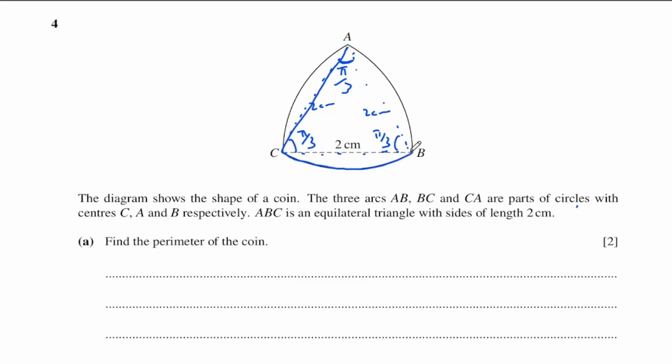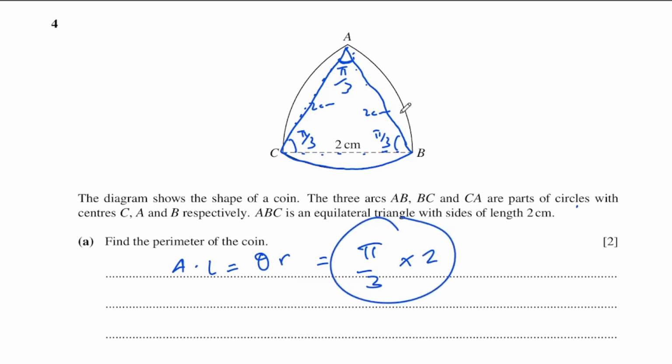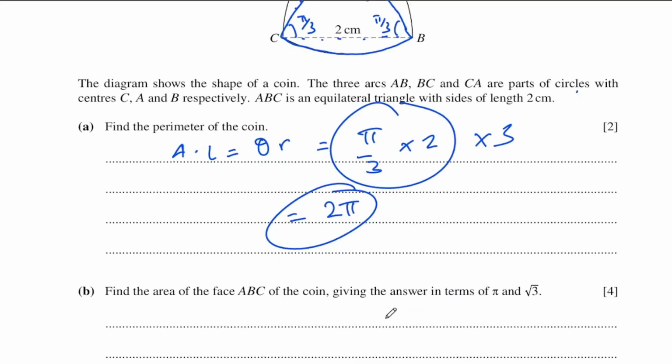Our radius is going to be 2 and the angle is going to be pi over 3. So for the perimeter of the coin, remember, you're just looking at the arc length, 3 of those arc lengths. Arc length equals theta r, which just means pi over 3 times 2. Remember, we have 3 of these arcs which are all the same. So just multiply by 3 at the end and we're going to get 2 pi. And that's going to be the perimeter of the coin.